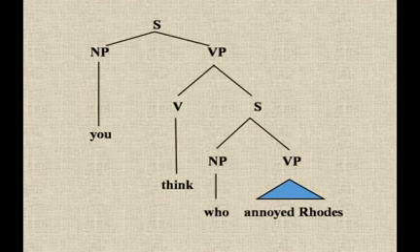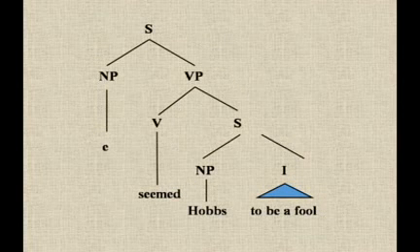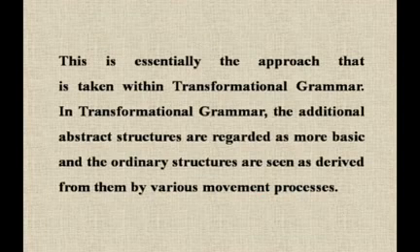Finally, we can look at 15. Hobbs seemed to be a fool. Here, in addition to the ordinary structure in 38, we can have the following abstract structures in which Hobbs is in the canonical subject position. Again, we have an empty subject position here. This is essentially the approach that is taken within transformational grammar.